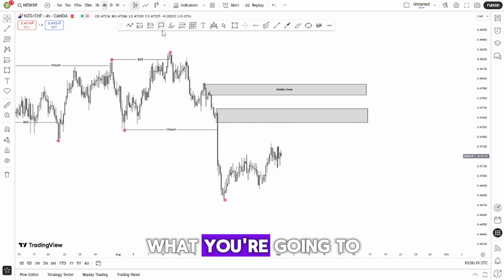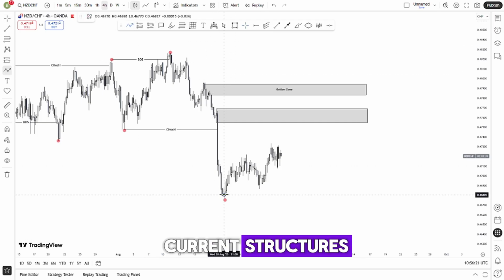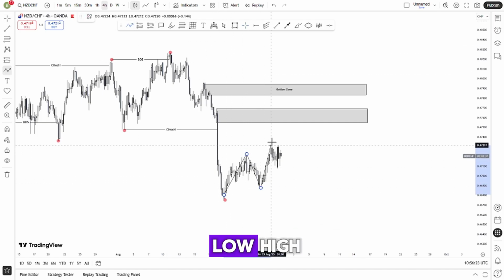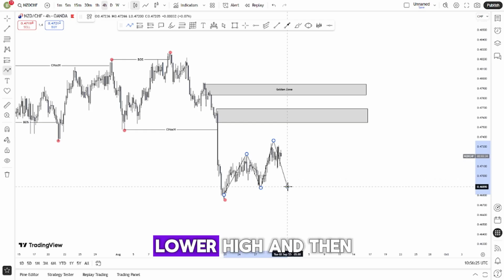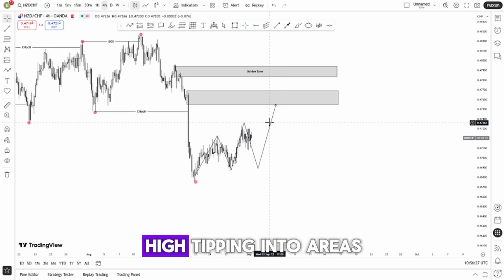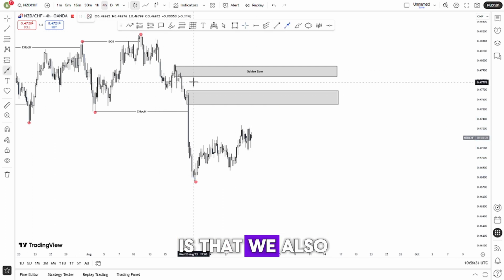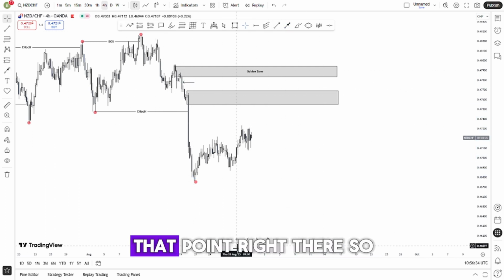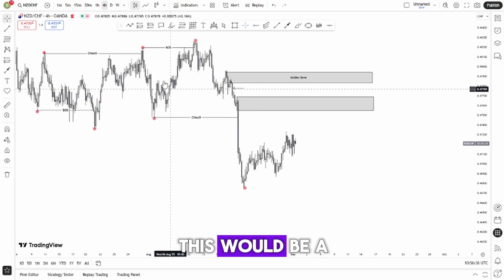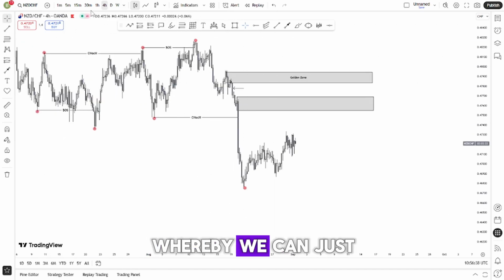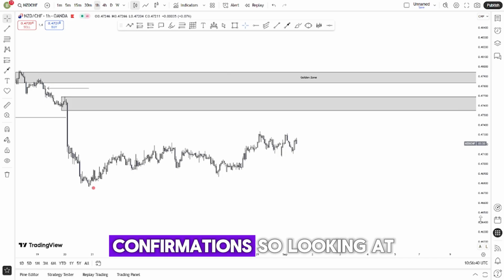So for now, what we're going to focus on is the current structure. As you can see, high, low, high, lower high, and then we can expect the higher high tipping into areas of interest. And what I like about this one is that we also have an imbalance within that point right there. So this would be a nice setup whereby we can just wait for the lower time frame confirmations.